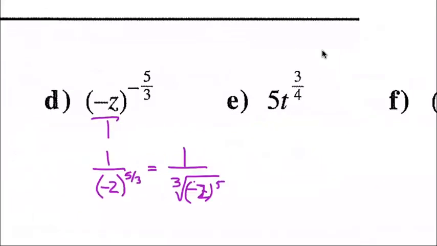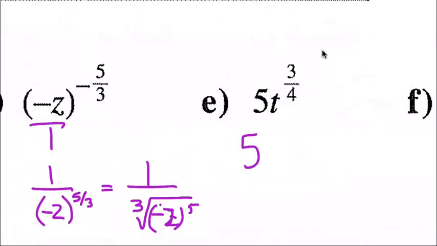5t to the power of 3 over 4. Remember, that's 5 times that, so that stays out somewhere. It's going to be the 4th root of t cubed. That power does not apply to that 5. If it did, those would be in brackets, right? So be careful.